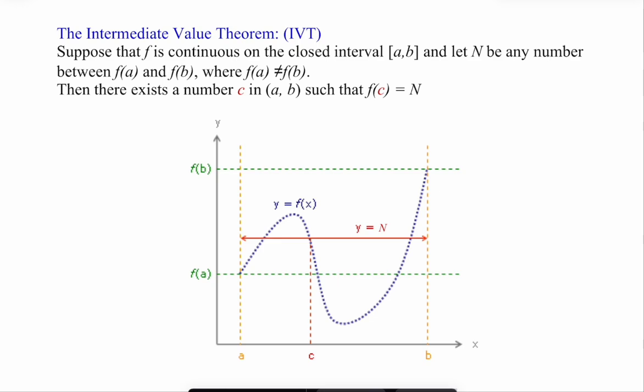So if we look at f of a, it's right here. f of b is right here. There exists some c such that f of c is equal to n, and n is between f of a and f of b. You see how there's a spot here and a spot here and a spot here. There's some function value in between. It has to be, basically because we never lifted our pencil. Somewhere we have to cross over that number that's between them.